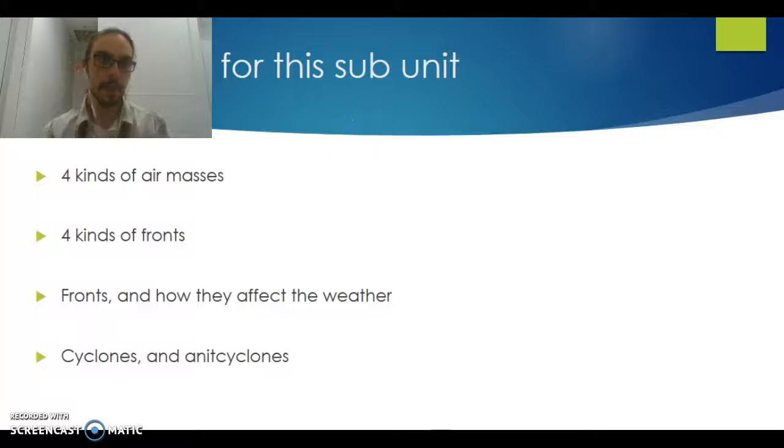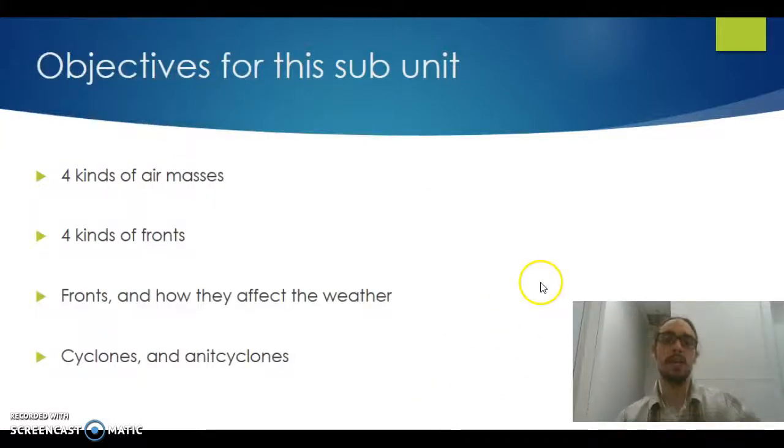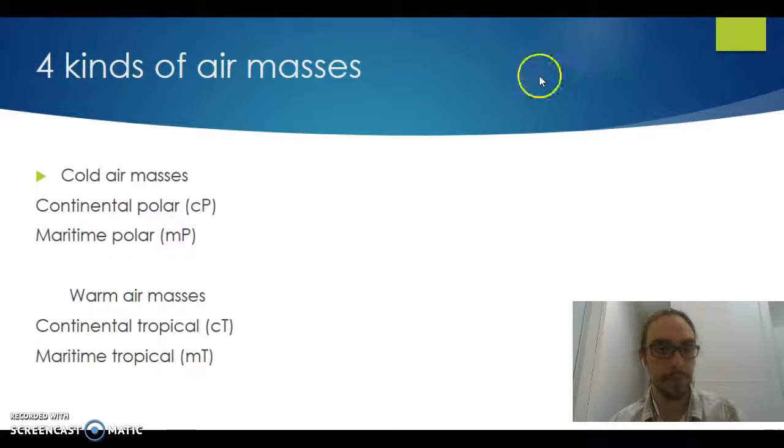around us. Okay, so the objectives for this subunit are going to be learning the four kinds of air masses, the four kinds of fronts. We're going to learn about fronts and how they affect the weather, and then we're going to learn about cyclones and anticyclones. So that's all we're going to need to know for the quiz and later on the final exam.